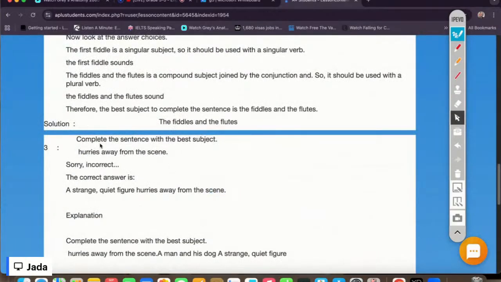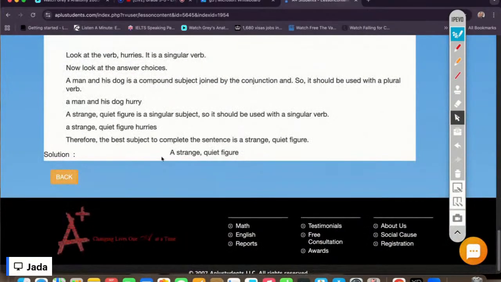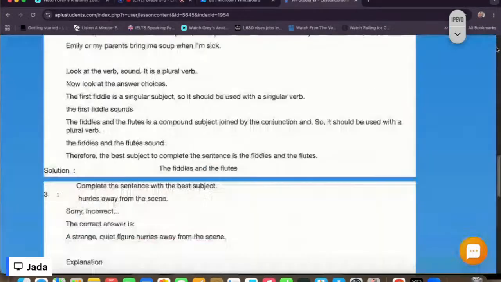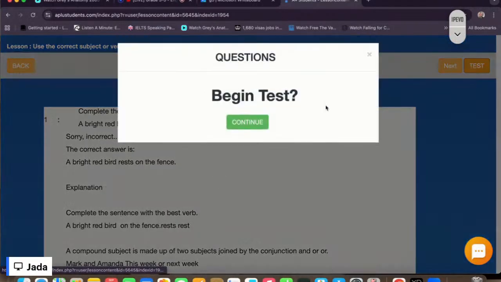Dash hurries away from the scene. Hurries, this is singular, right? So we should have a singular subject, a strange, quiet figure. Okay. So let's go to the test. Share your answers.